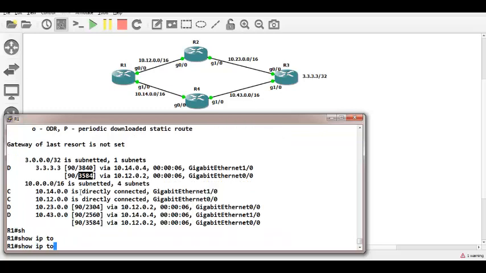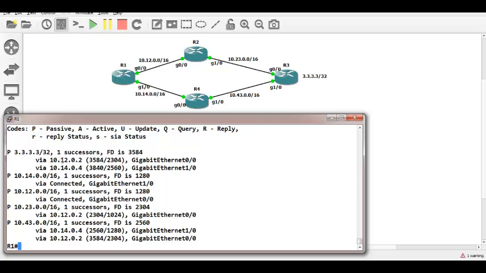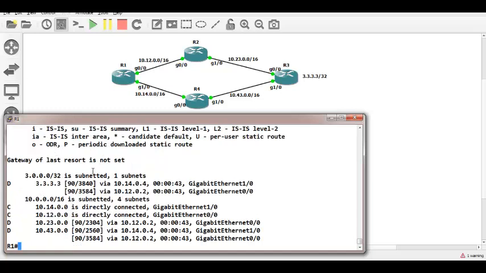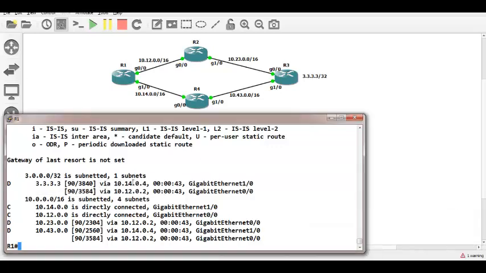Show IP EIGRP topology. You see, you got. Actually, it should say 2 successors. I don't know. Some operating systems show very clearly 2 successors. See, that's what you see in the routing table, right? 2 successors. These 2 are successors. You understood how variance can change?